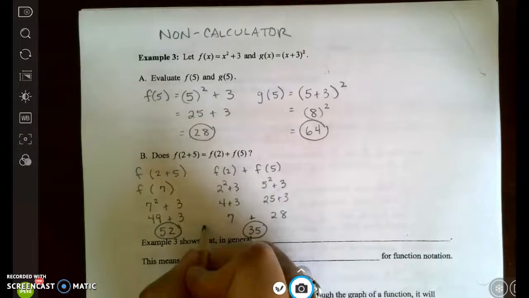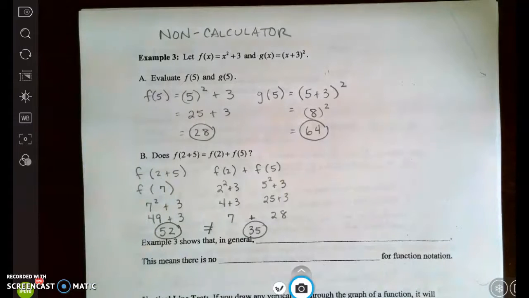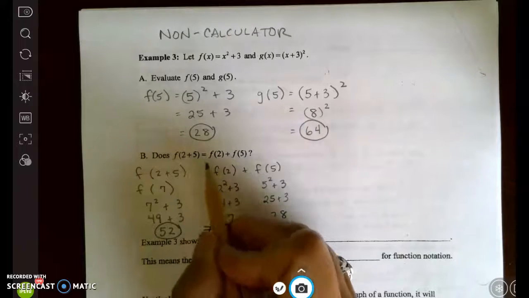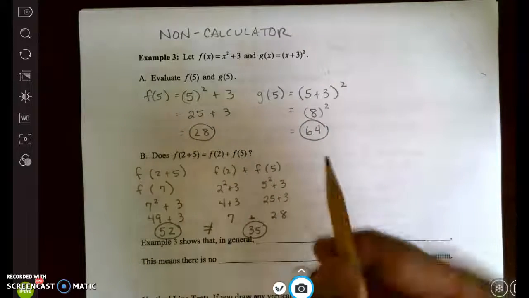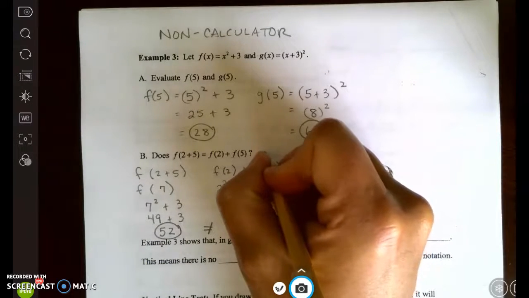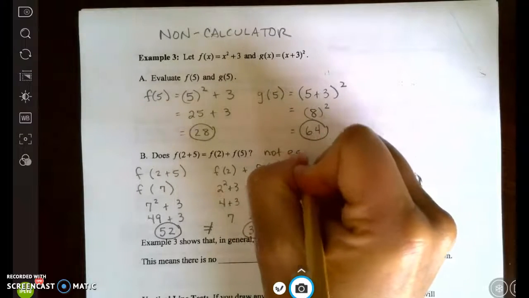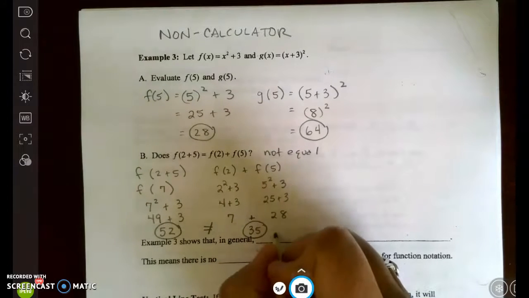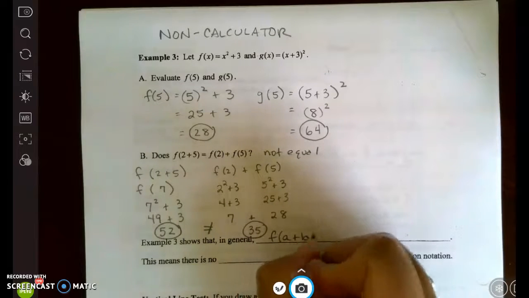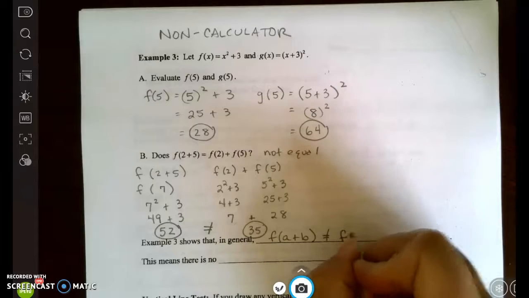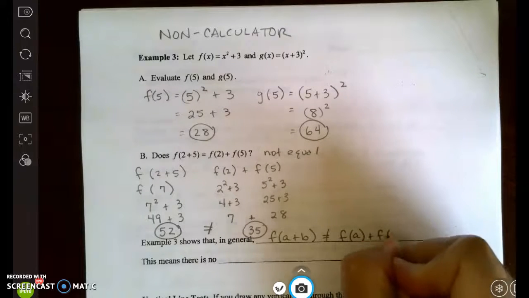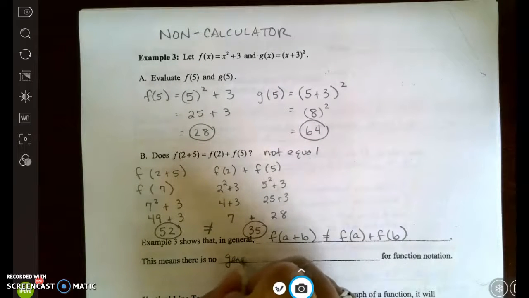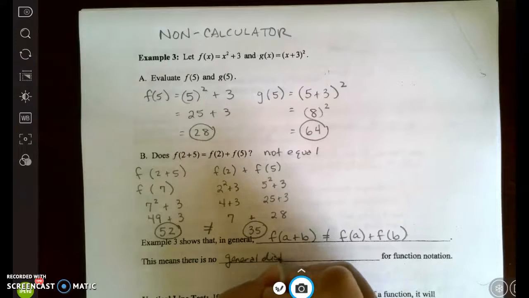Obviously, these are not equal, and therefore we found out that f at 2 plus 5 does not equal f at 2 plus f at 5. So does that equal each other? Not equal. This example 3 shows that in general, f at a plus b does not equal f at a plus f at b. This means that there is no general distributive property.